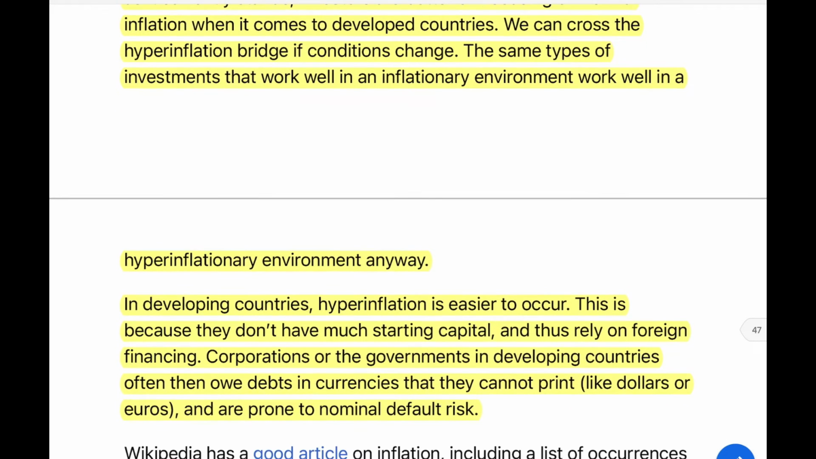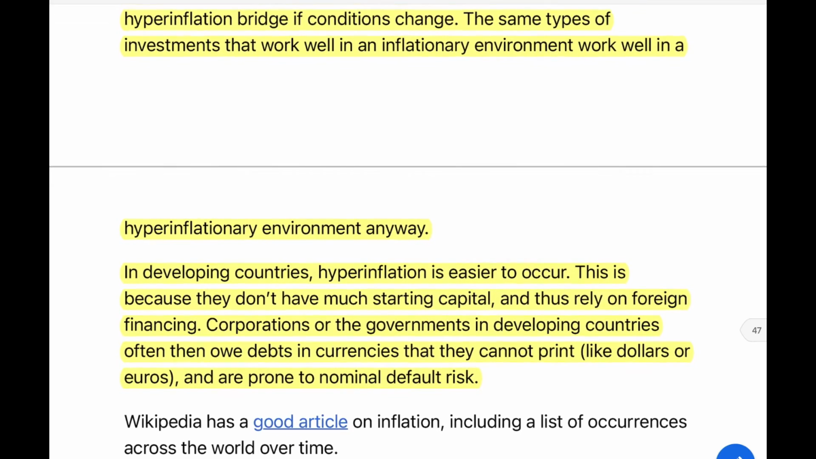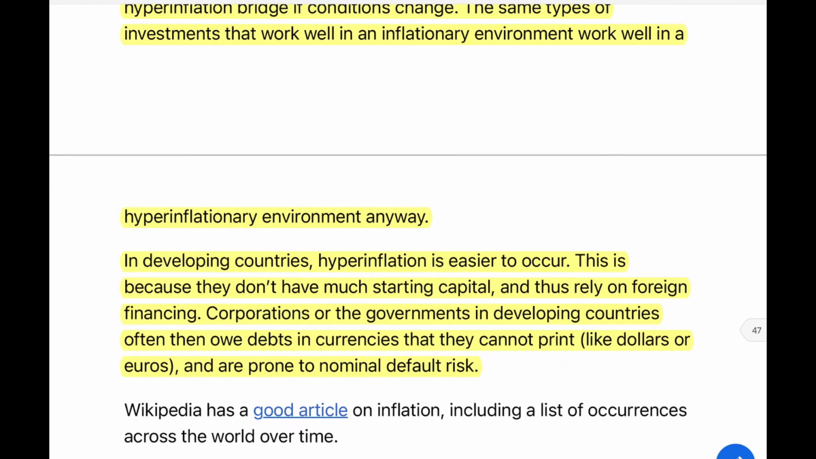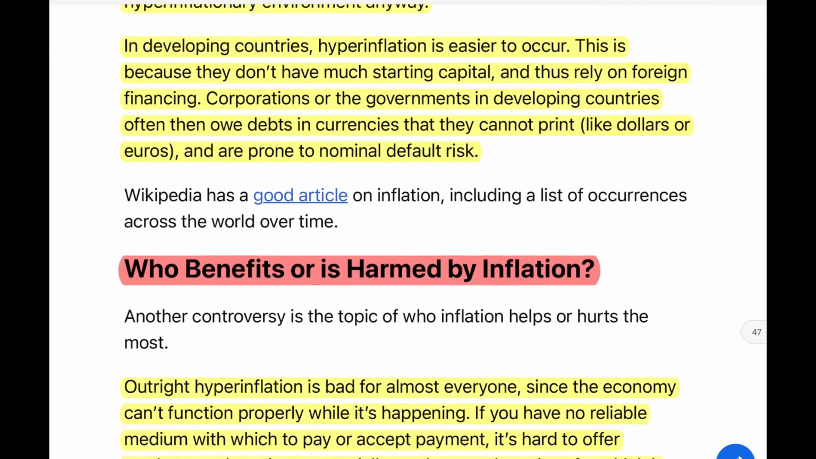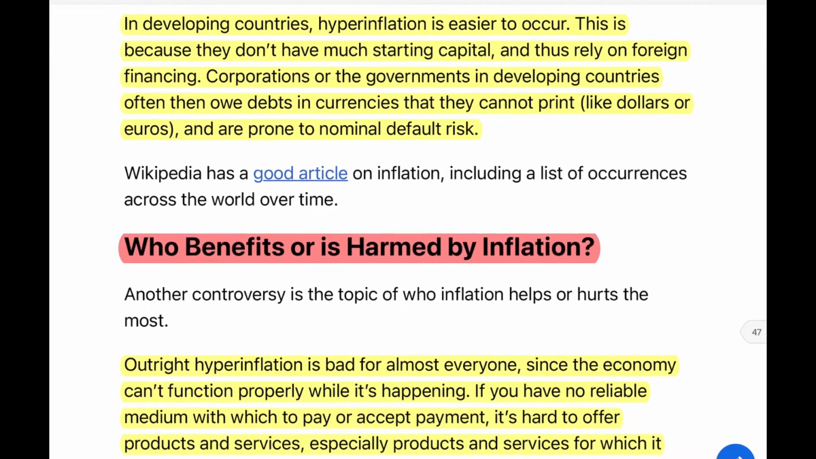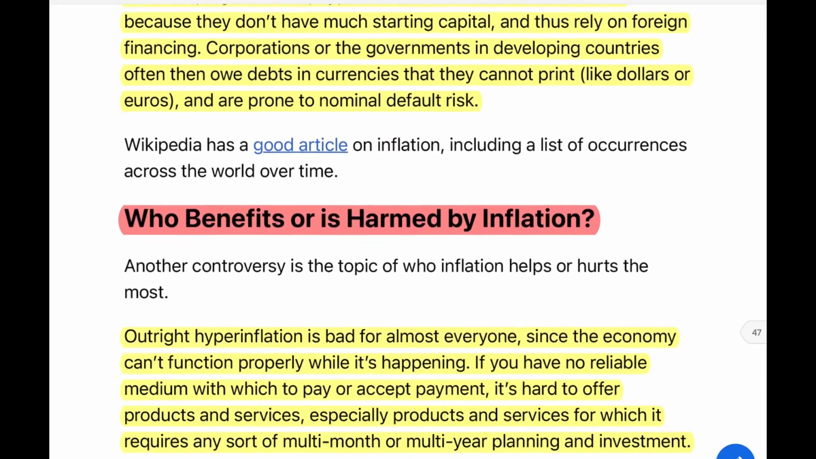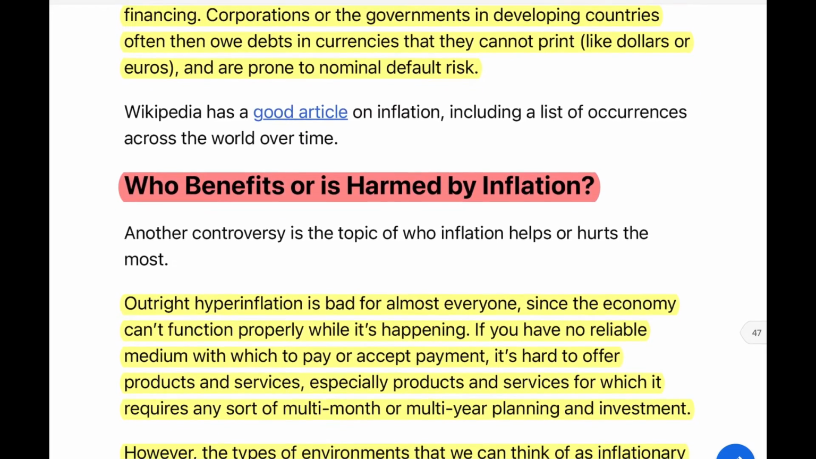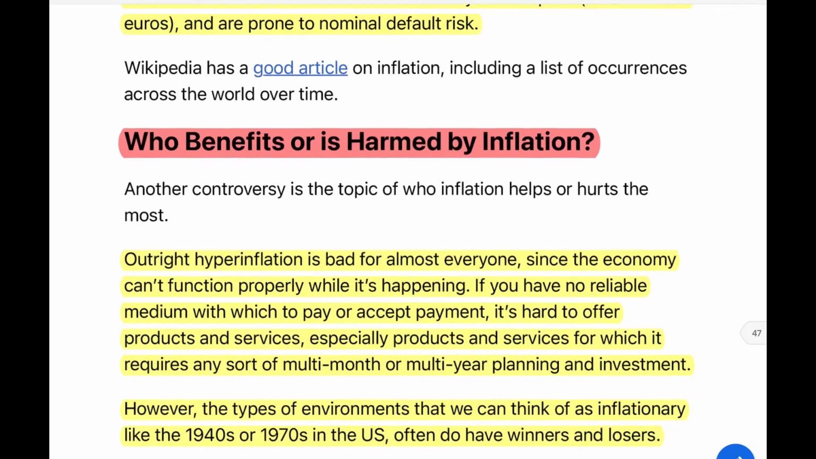We can cross the hyperinflation bridge if it continues to change. Some types of investments that work well in an inflationary environment work well in a hyperinflation environment anyway. In developing countries, hyperinflation is easier to occur. This is because they don't have as much starting capital and rely on foreign financing. Corporations or other governments in developing countries often owe debts in currencies that they cannot print, like dollars or euros, and are prone to nominal default risk.